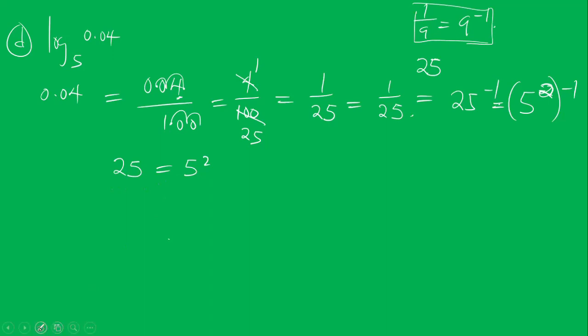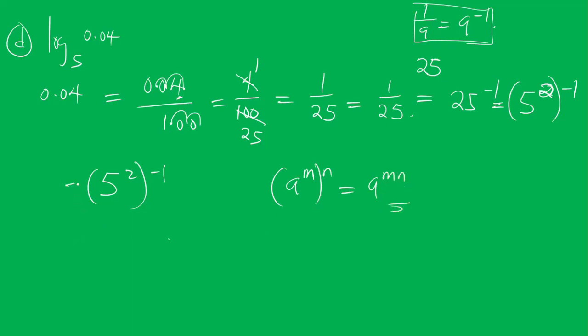Now, 5 to the power 2 all to the power minus 1. According to the law of indices, where you have a to the power m all to the power n, it is the same thing as a to the power m times n. So that means this will now be 5 to the power 2 times minus 1, which gives you 5 to the power minus 2. Now, this one is 5 to the power 1.